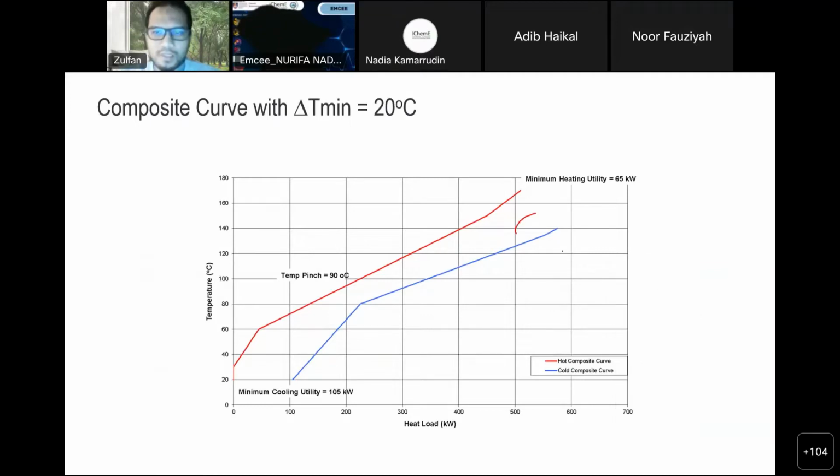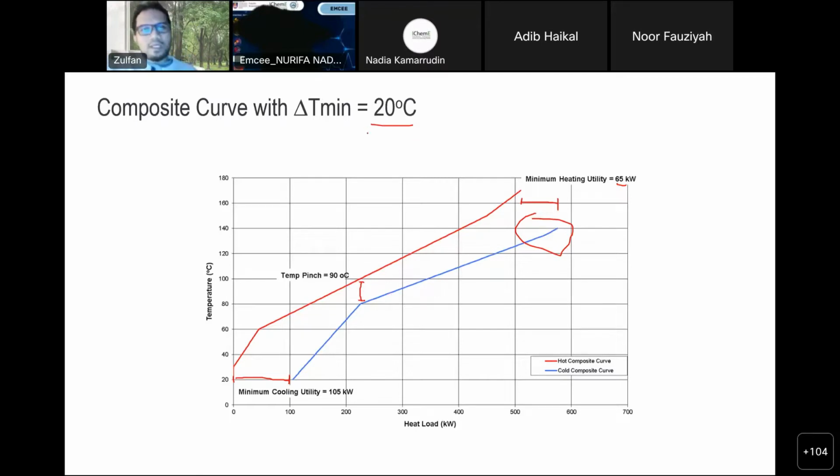So this part is what we call the region of minimum heating utility. In this case, it's 65 kilowatt. And this is the region where we have the minimum cooling utility, which is 105. So thermodynamically, if we have a delta Tmin of 20 degrees C, the minimum distance if you look at the entire graph is 20 degrees C, which is this. So this is our pinch point.